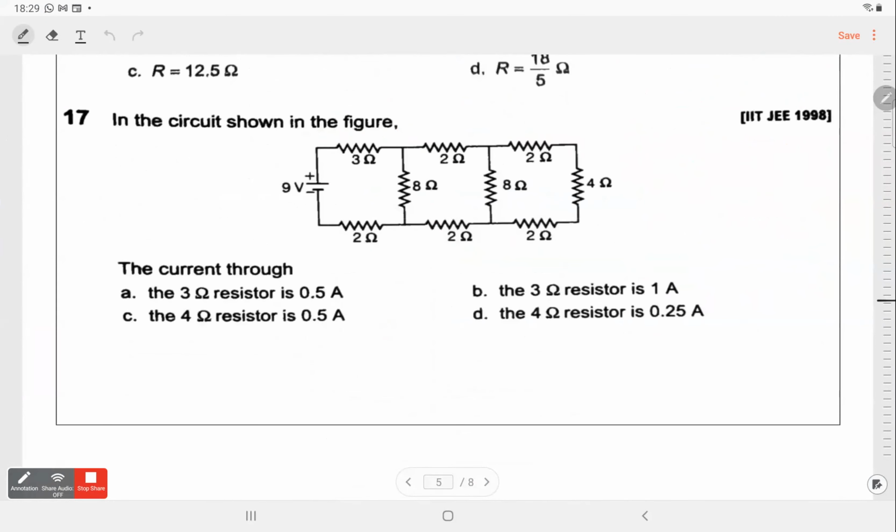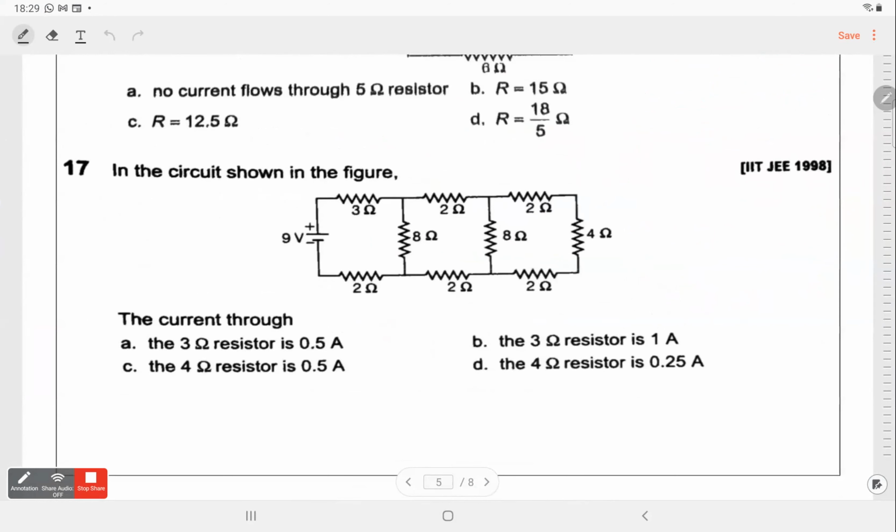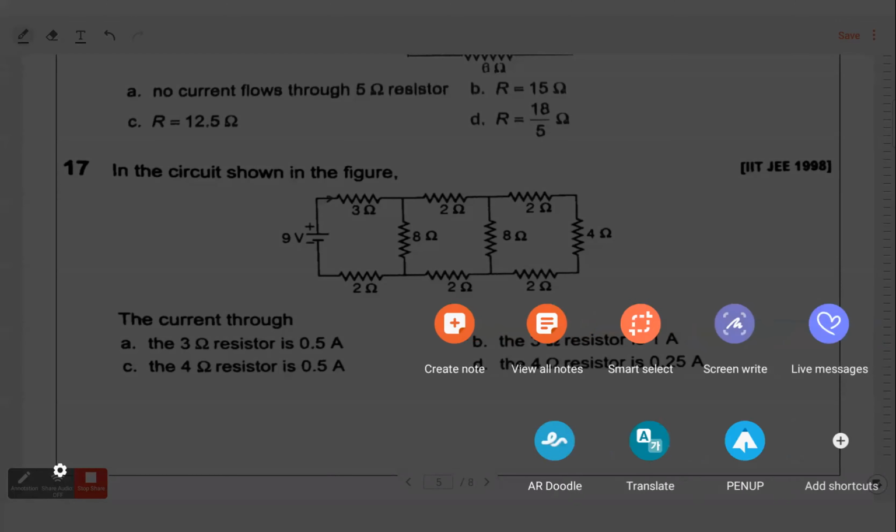Okay, Wheatstone bridge circuit. Question number 17. In the circuit shown in the figure, find the current through these resistors. Current through 3 ohm resistance is 0.5 ampere. Current through 3 ohm resistance is 1 ampere, and current through 4. So we will do this one by one, step by step.